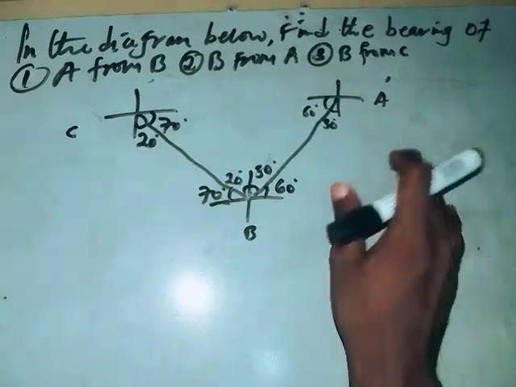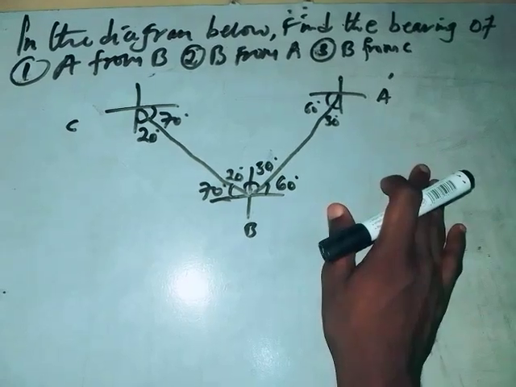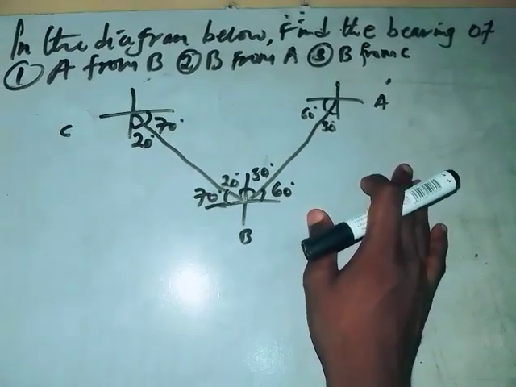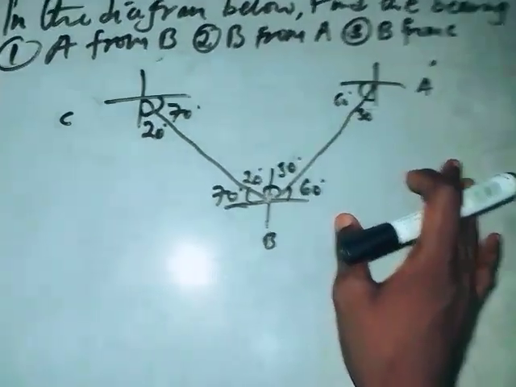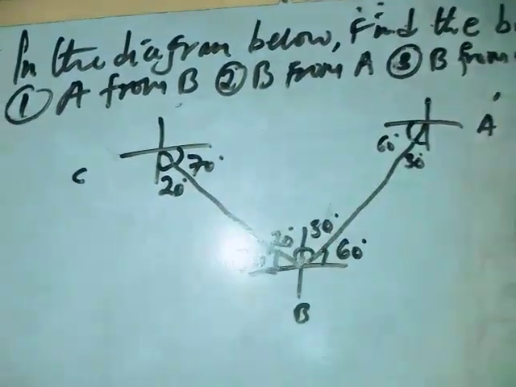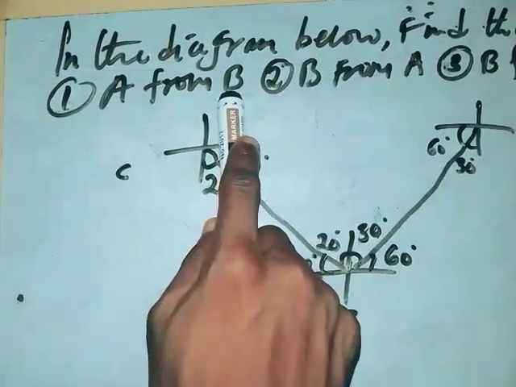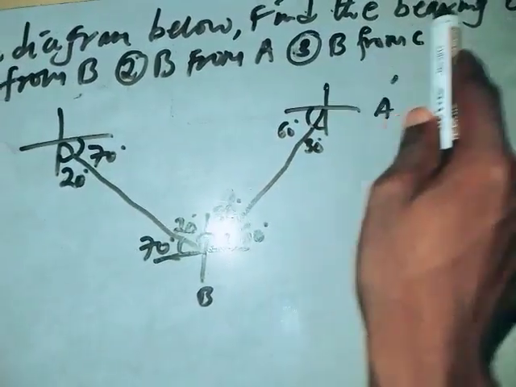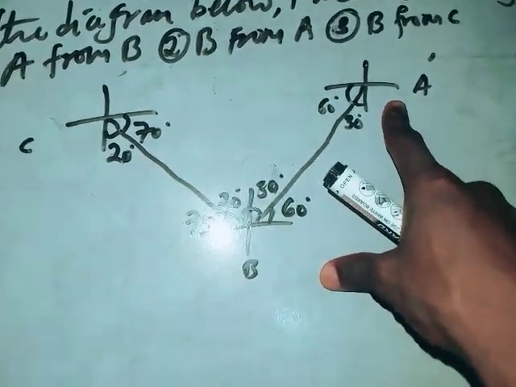Today let's talk about bearings of one point from another point. Okay, the bearings of one point from another point. That is what we are going to discuss today. All right. Now the question says, in the diagram below, find the bearing of number 1, A from B, number 2, B from A, number 3, B from C. So these are the bearings that we are going to find.